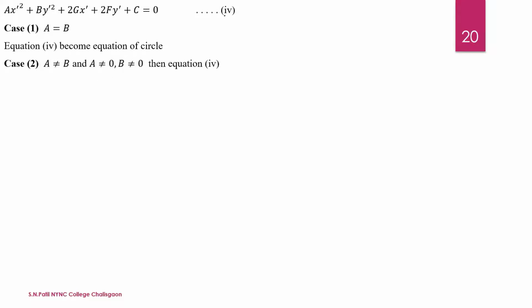Then equation 4 becomes an ellipse. Okay, now see, here we construct the x dash related term first, and then we construct the y dash related term. In the first we take a common, and in the second b is common. Now we consider the bracket.